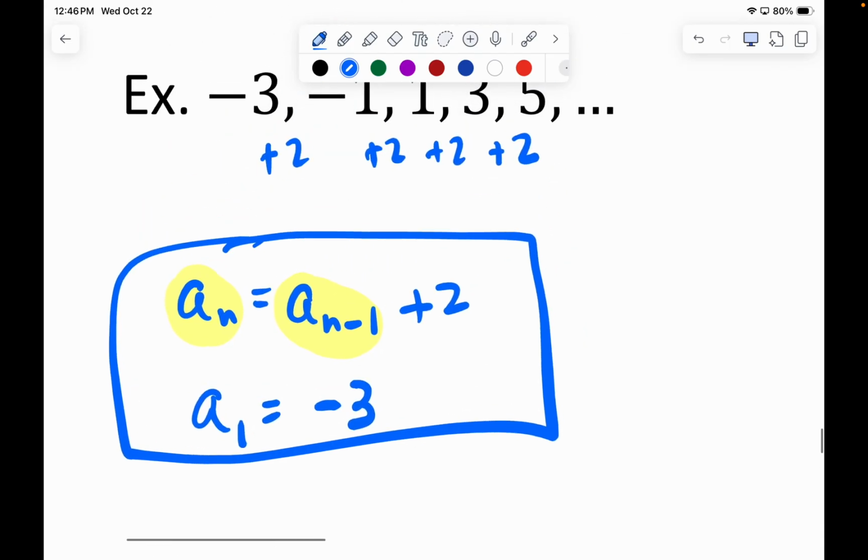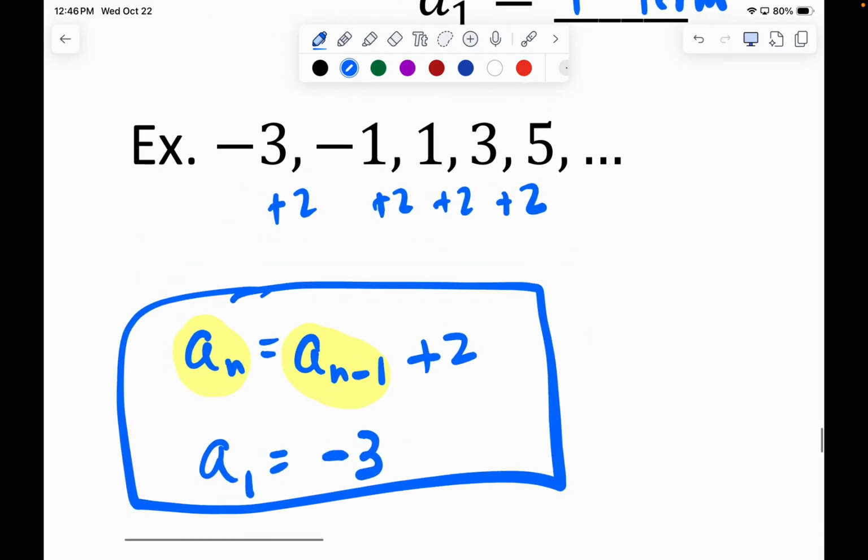Like we have the first 5 terms of the sequence up here. How would I find the 6th term? Add 2 to what? 5, right? In other words, the 6th term of the sequence is equal to the previous term, which is 5, plus 2. Does that make sense? So to find the 6th term, I would take the 5th term, that's the n minus 1, and just add 2 to it.